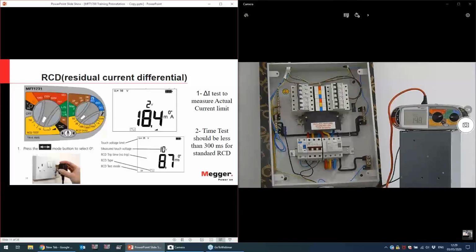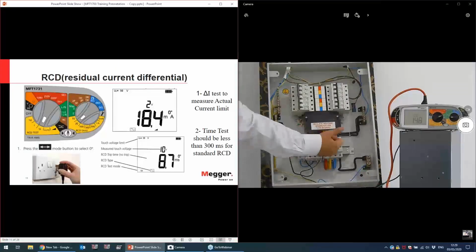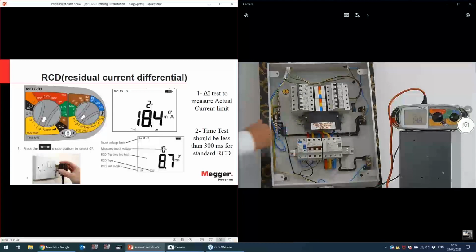So I have two RCDs here with me. One of them is rated 300 milliampere, and the other one is rated for 10 milliampere. Usually you will find 300 for lighting, AC and ceiling fans, for example, things that are away from being touched by people.